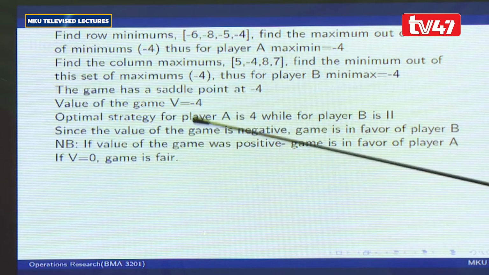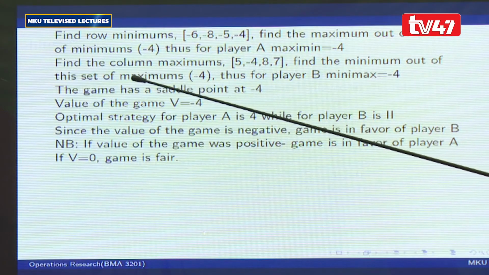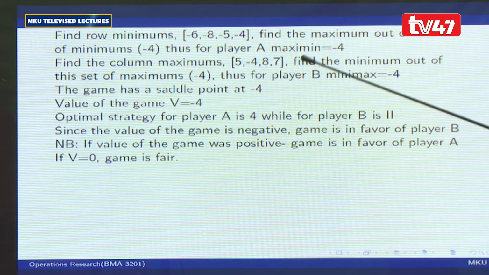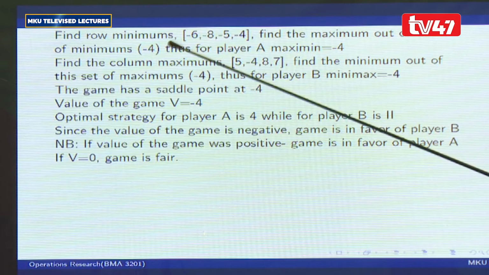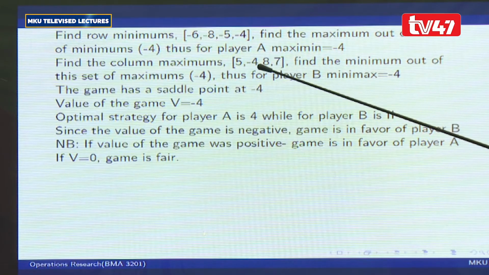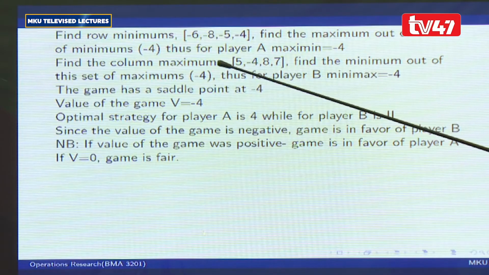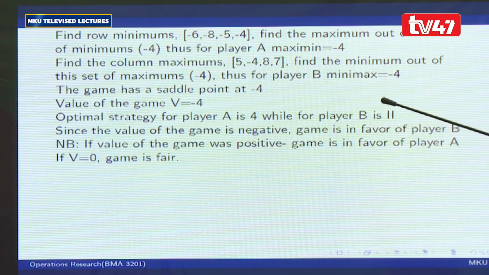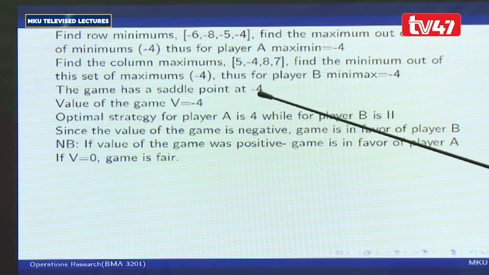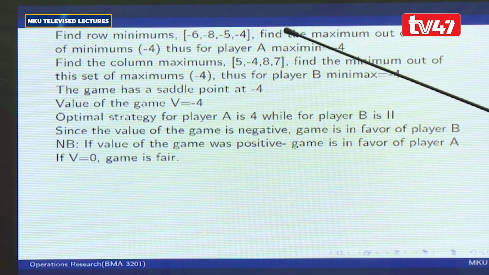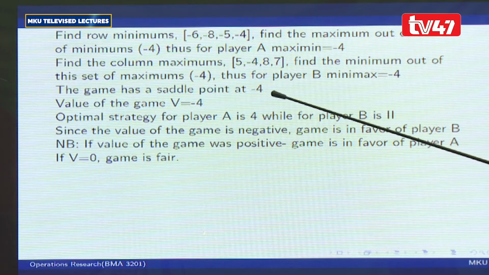we get the minimum. For player B, the column maximums are 5, negative 4, 8, and 7. Find the minimum out of that set of maximums. The minimum here is negative 4. So again, for player B, the minimax principle gets us at negative 4. Meaning, the value we get for player A by applying the maximin is the same as the value we get for player B by applying the minimax principle.